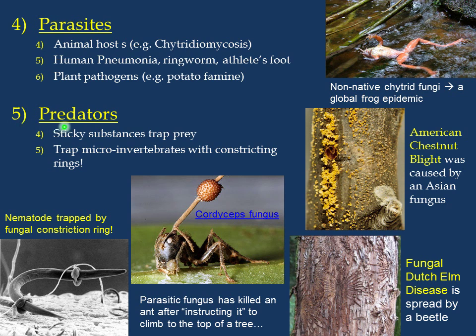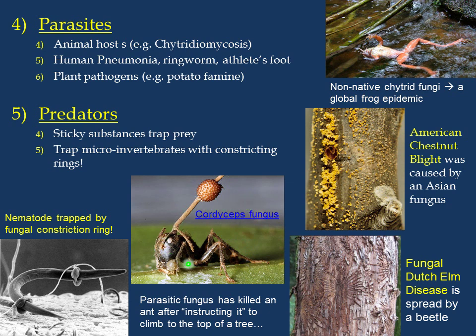They can also be predators. So they have sticky substances that can trap prey. And they can trap microinvertebrates with constricting rings. So off to the bottom left, we can see a nematode trapped by a fungal constriction ring. An interesting group is a parasitic fungus that has killed an ant after instructing it to climb to the top of a tree, called cordyceps fungus.